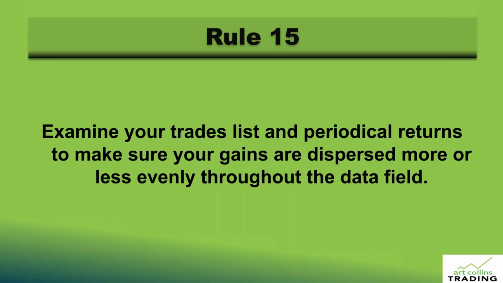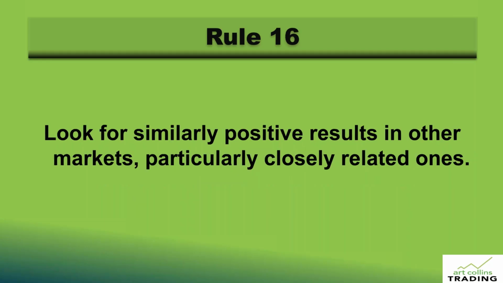So when you do your look back, of course you're going to find losing periods, but winning periods should be fairly smoothly periodical. They should be in there, not in one bunched up place. Look for similarly positive results in other markets, particularly closely related ones. Okay, I won't do an S&P system that blows up in the Dow or the NASDAQ or the Russell or even the mid cap, which is too illiquid to trade.